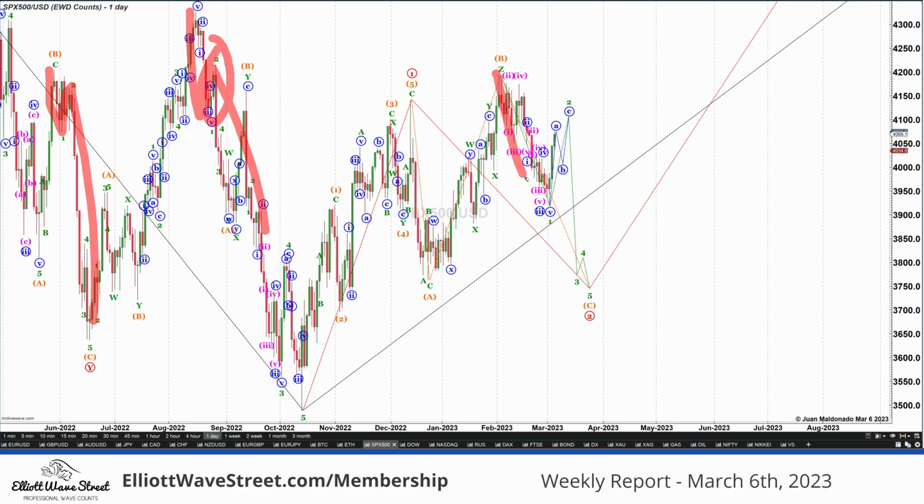And we have price moving down, making the 2, and I think we are going back to this area on the S&P. This is a daily chart. So now when we go to lower time frames, the markets are fractal. That means that we have waves inside waves.